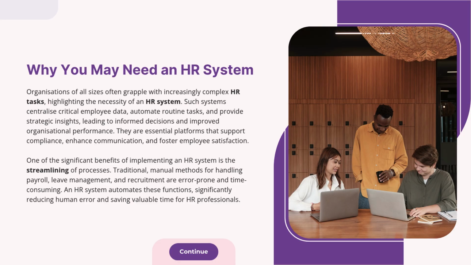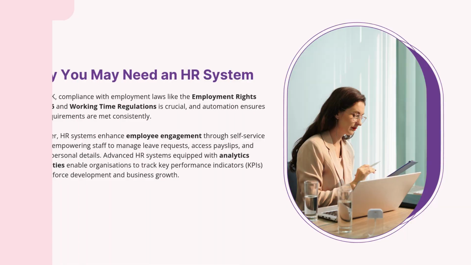One of the significant benefits of implementing an HR system is the streamlining of processes. Traditional, manual methods for handling payroll, leave management, and recruitment are error-prone and time-consuming. An HR system automates these functions, significantly reducing human error and saving valuable time for HR professionals. In the UK, compliance with employment laws like the Employment Rights Act 1996 and working time regulations is crucial, and automation ensures legal requirements are met consistently.